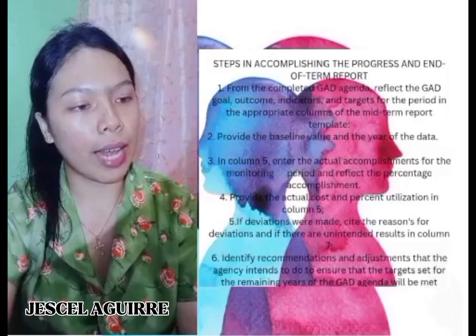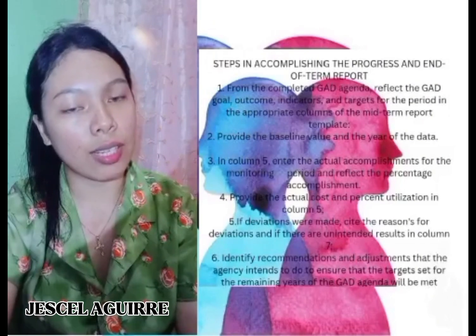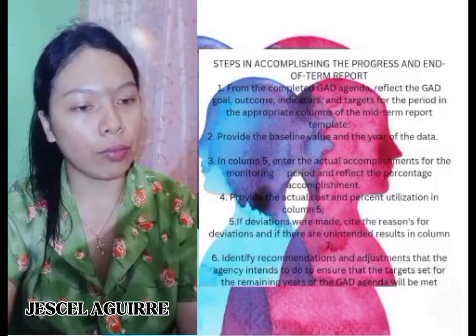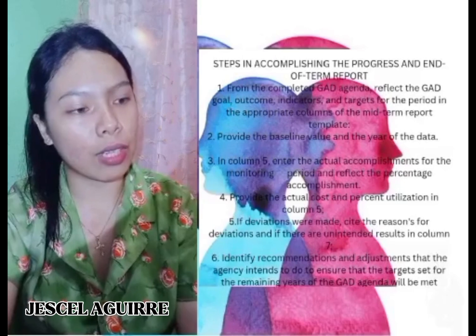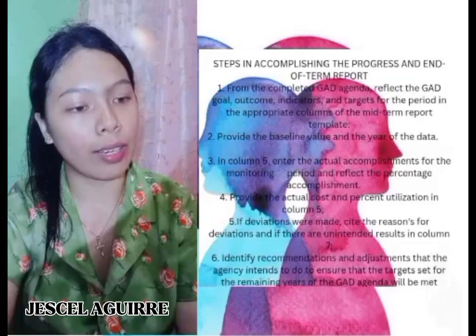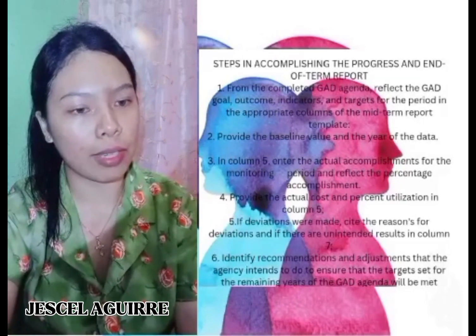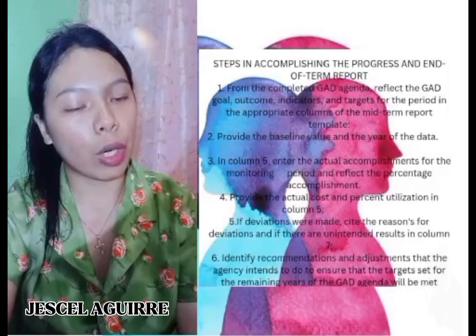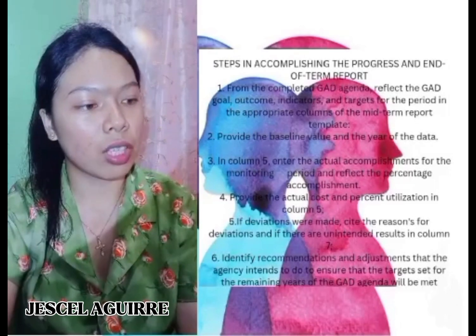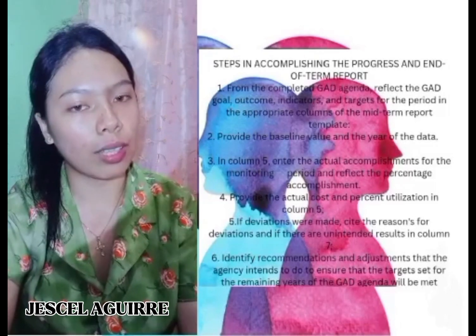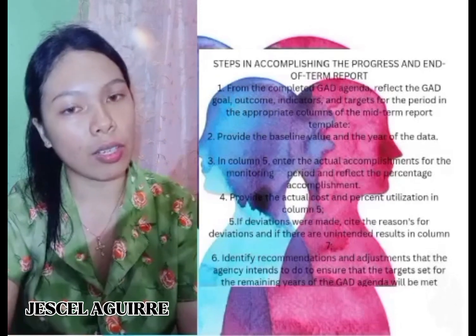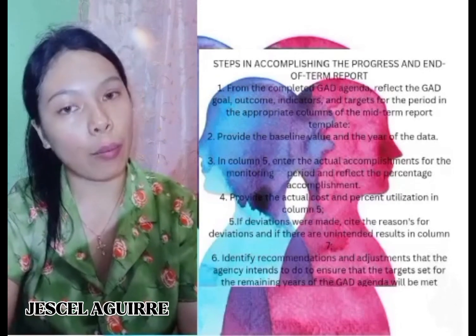Fourth, provide actual cost and percent utilization in column 6. Fifth, if deviations were made, cite the reasons for deviations and if there are unintended results in column 7. Sixth, identify recommendations and adjustments that the agency intends to do to ensure that the targets set for the remaining years of the GAD agenda will be met.